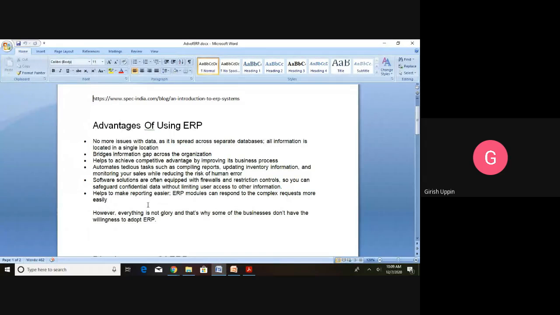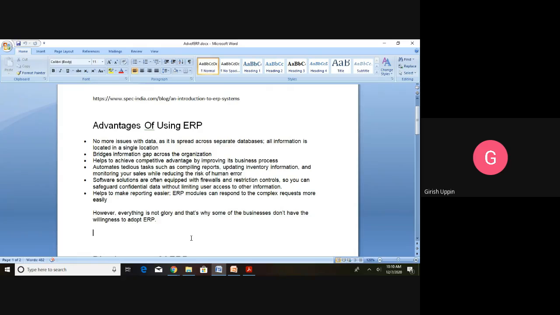For example, if a particular manager wants to know the quarterly sales in a particular product, he can do that. If he wants something a little more complex, like the quarterly sales in a particular product in a particular region, he can do that. So any kind of complex reports, we can easily generate using the ERP. So we have a lot of advantages.